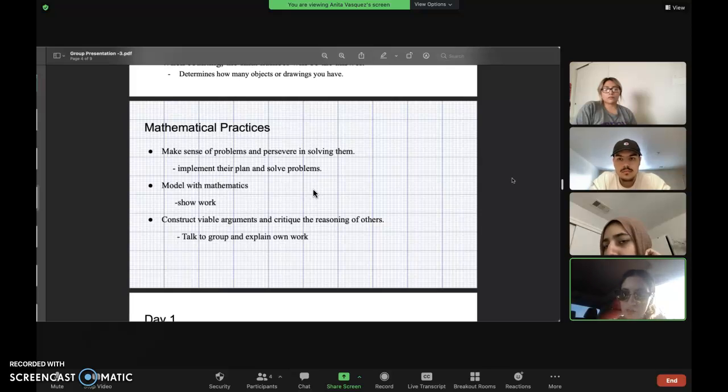Construct viable arguments and critique the reasoning of others. So students are going to have time to talk to groups and show their work, and talk about the different ideas they have to get to the final answer. Because students might have different visuals to see the answer. So students are going to have time to practice and show either the teacher or the groups how they got their work done.